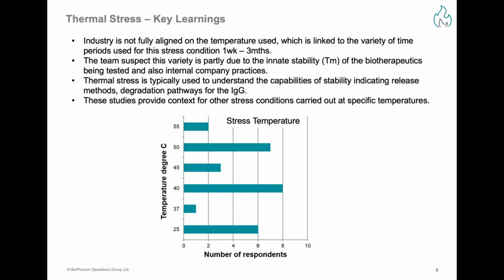As you can see in an industry-wide survey results on this slide, the temperature used for thermal degradation studies varies from 25 degrees Celsius to 55 degrees Celsius. And the main driver behind this wide range is differential thermal stability of your protein or drug product and the goal of the study. In addition to temperature, there are other variables for those parameters that need to be considered wisely.